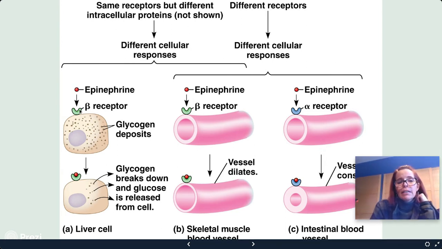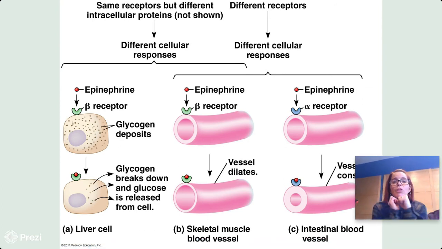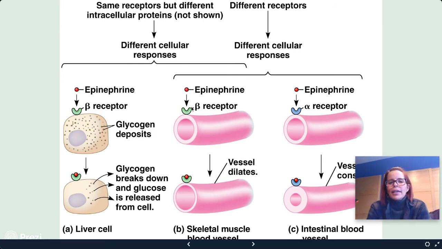So here's epinephrine. It touches the receptor, and it leads to the breakdown of glycogen so that we produce a flood of glucose. So now our body can make lots of ATP through cellular respiration. So we've got lots of energy. That's one effect.